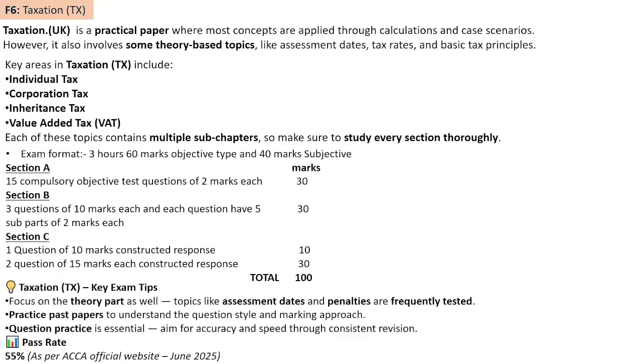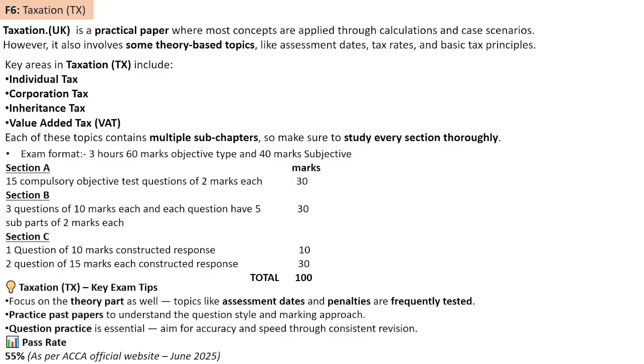The key areas in taxation are individual tax, corporation tax, inheritance tax and value-added tax. Make sure to cover these topics, and these topics have multiple sub chapters like pension income and property income. So you have to study every chapter, because the questions mostly come from chapters. I will not say that any chapter is less important, so you have to cover all.